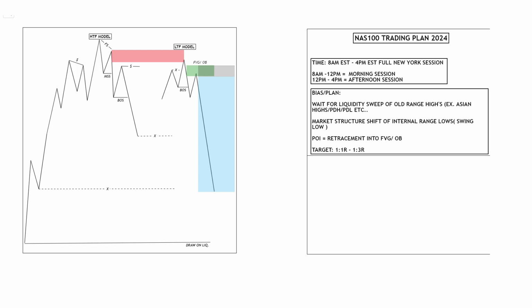And then what we look for is a market structure shift or a break of structure of intra-range lows or swing low. If you are in a buy format, you will look for a market structure shift of an intra-range high. Since this is just for a sell model, all you have to do is reverse it for a buy model. It's the same exact thing. And then for our point of interest, we'll wait for a retracement into a fair value gap or an order block. And then what we'll be targeting, we'll always target a 1-to-1R or a 1-to-3R of our account. So this is the basic bias and plan that we look for.